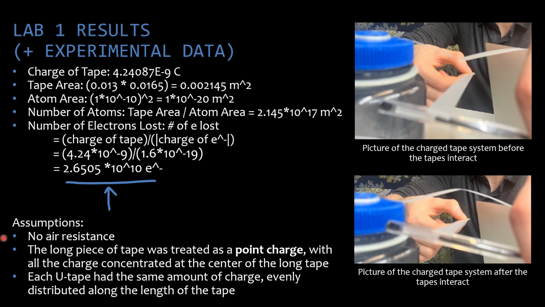And my assumptions for this part of the lab were that there was no air resistance, the long piece of tape was treated as a point charge, and each piece of tape had evenly distributed charges on it.